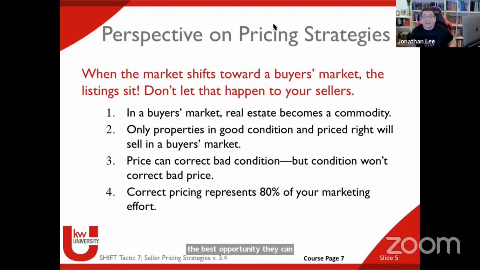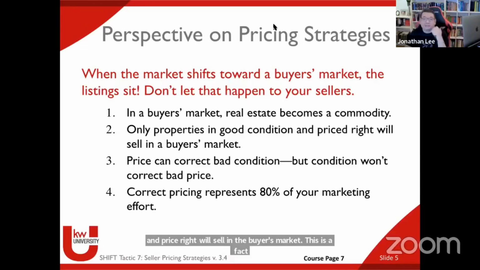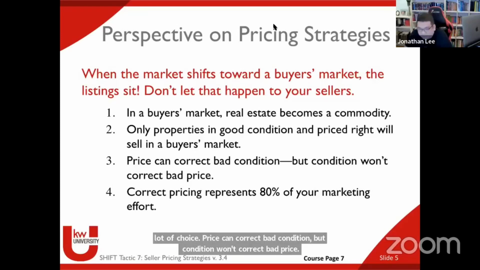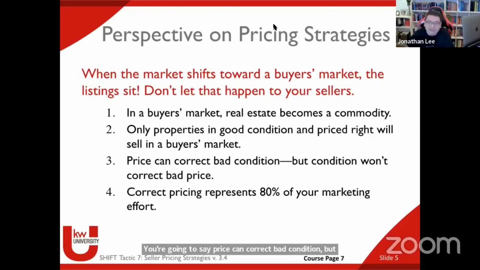So the second thing is only properties in good condition and priced right will sell in the buyer's market. This is a fact. Price versus condition will sell best in the buyer's market. Because when there is a buyer's market, people have choice, a lot of choice. Price can correct bad condition, but condition won't correct bad price. You understand? Price can correct bad condition, but condition won't correct bad price. So if you have a property that is in a bad condition, you cannot correct the condition, but you can correct the price. Right? So that's the idea, right? You need to understand that.